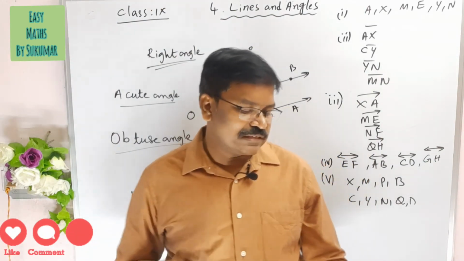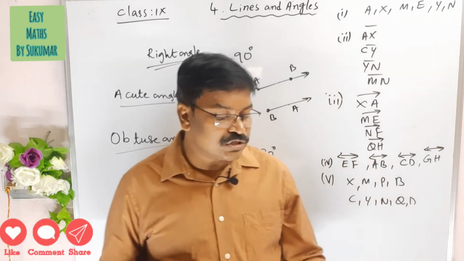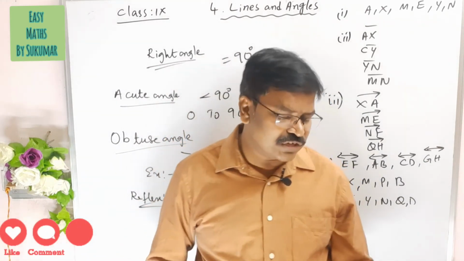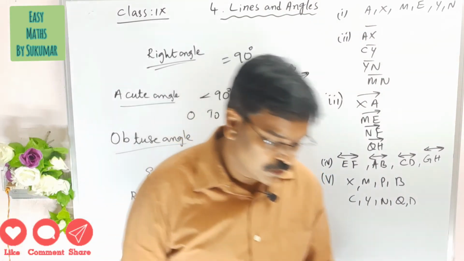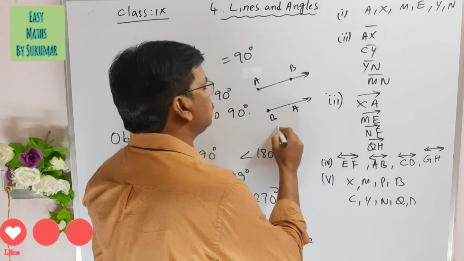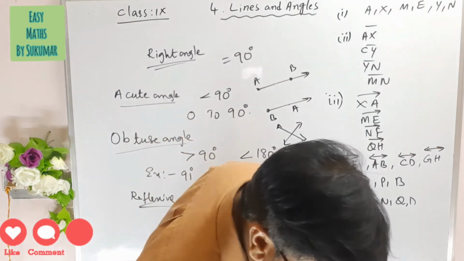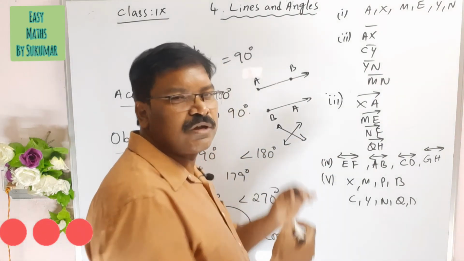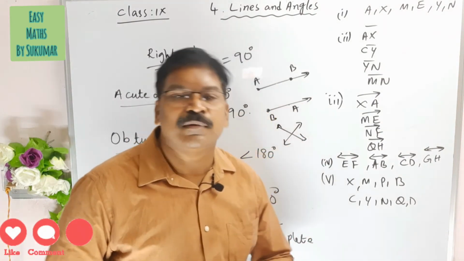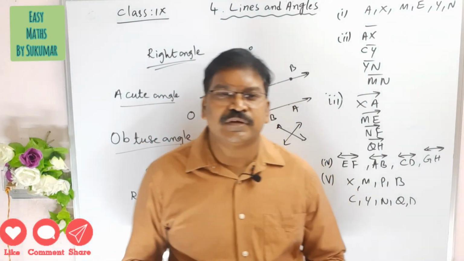Okay, that is false. Coming to the eighth one, two intersecting lines cannot both be parallel to the same line. Yes, it is true. There are two intersecting lines here. These two intersecting lines cannot both be parallel to the same line. It is true only.